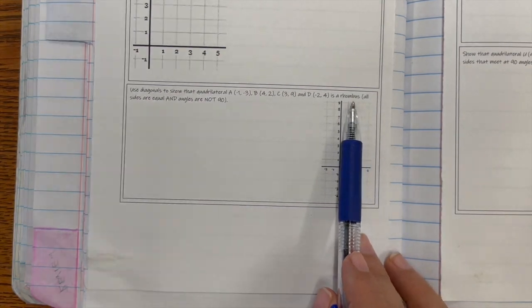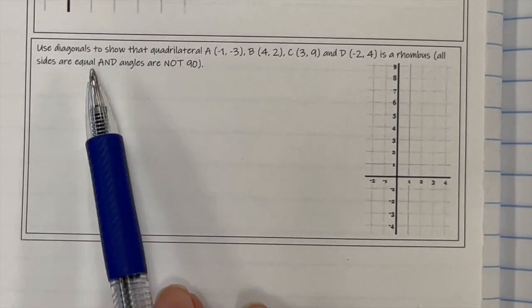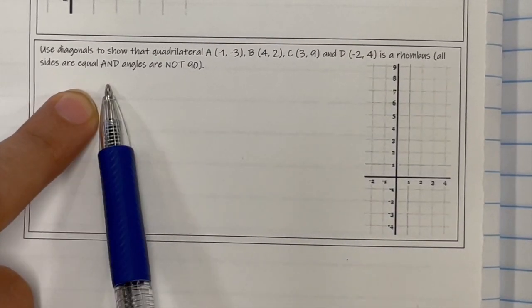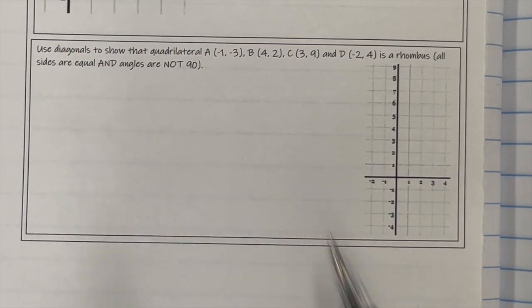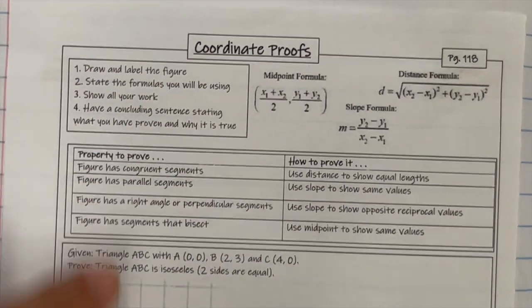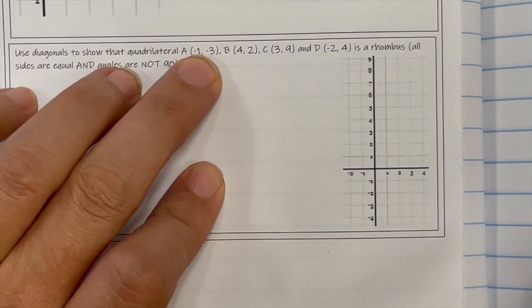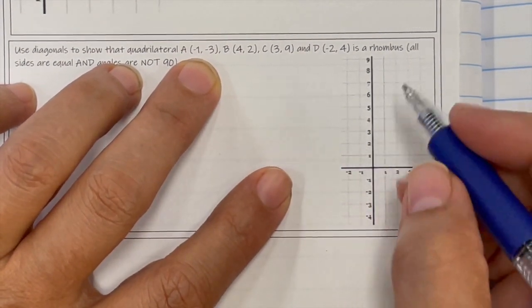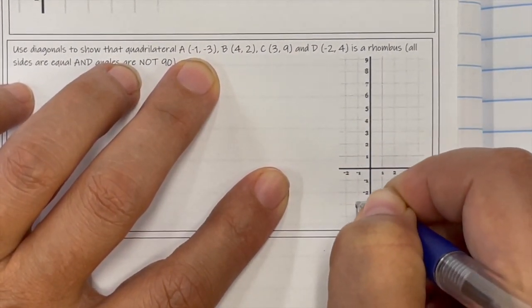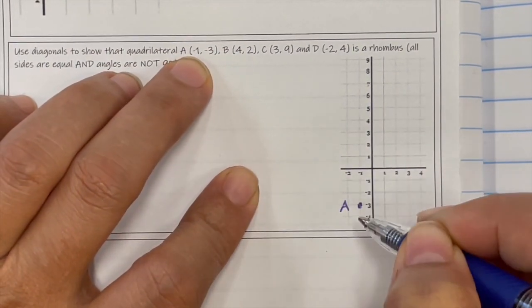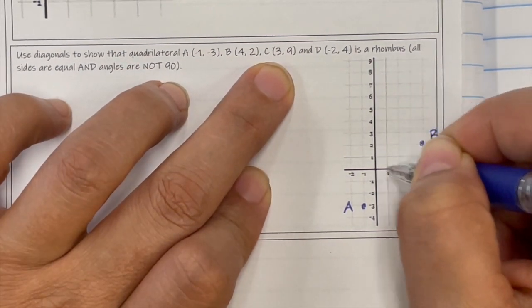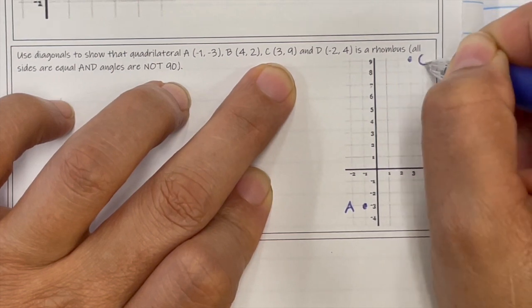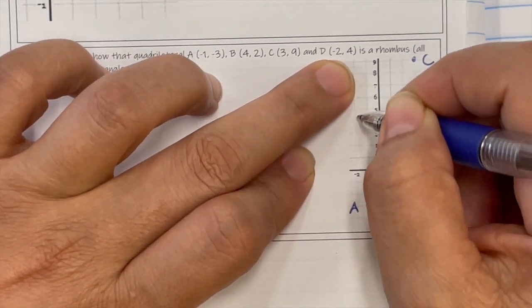Okay, so all you need to prove is whatever's in the parentheses, which says all sides are equal. So I need to find all the sides, and the angles are not 90 degrees, and I need to prove that the slopes are not reciprocals. That's what I'm doing. So anytime you're starting a proof in geometry, you're going to draw and label the figure. Okay, so let's go ahead and do that. So we have the point -1, -3. As you are drawing these, put in the letters. So this is A. B is 4, 2, that's B. C is 3, 9, that's C. And then D is -2, 4.